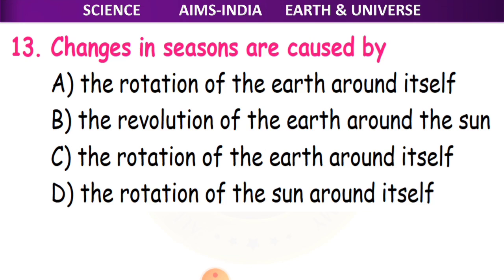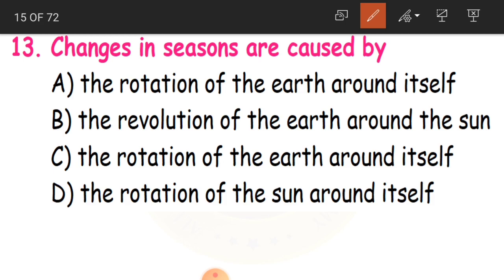Now, 13th one, changes in seasons are caused by. So mainly we have 2 seasons, summer and winter. But in between you have another 2 more seasons which are spring and autumn. So completely we will be having 4 seasons around a year. So these changes in season from summer to autumn, autumn to winter, winter to spring, all these changes in seasons are caused by.